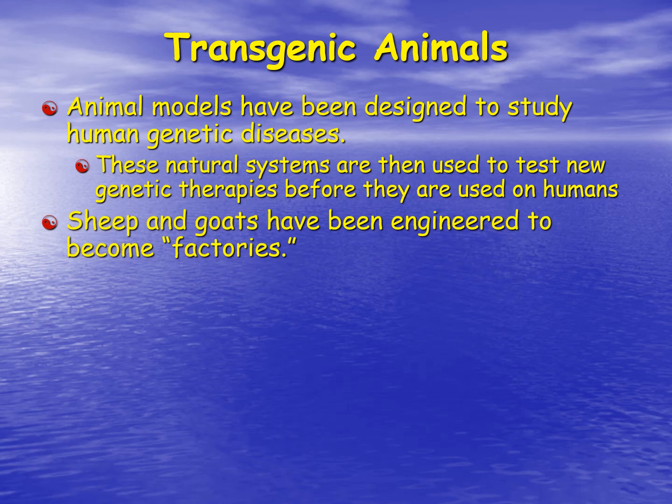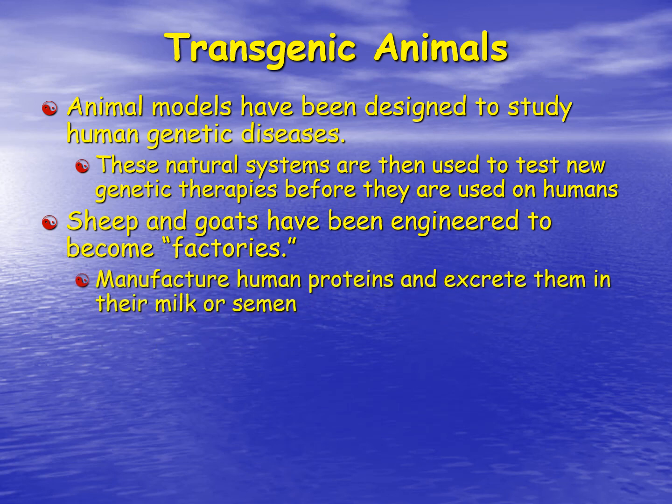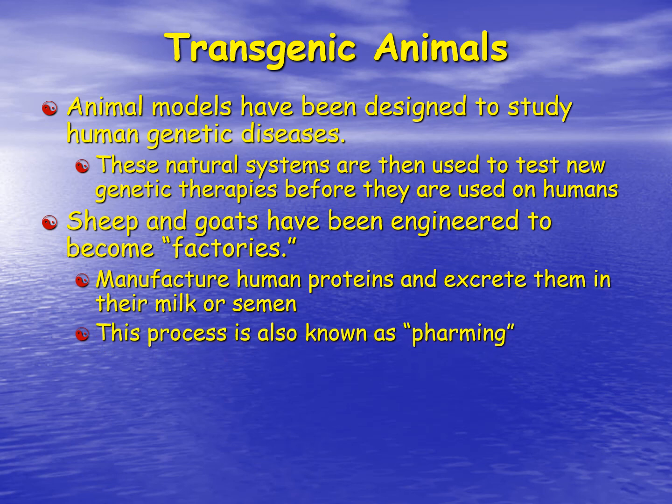Sheep and goats especially have been engineered to become factories for many of these protein products. In fact, sheep and goats now manufacture many human proteins and excrete them in their milk or semen. And this process of creating these transgenic animals to produce proteins for human consumption is known as farming with a PH.